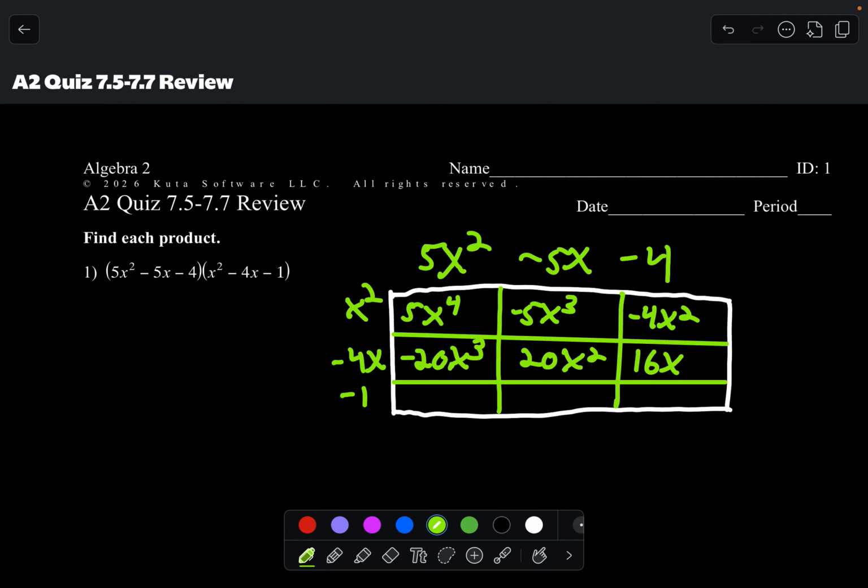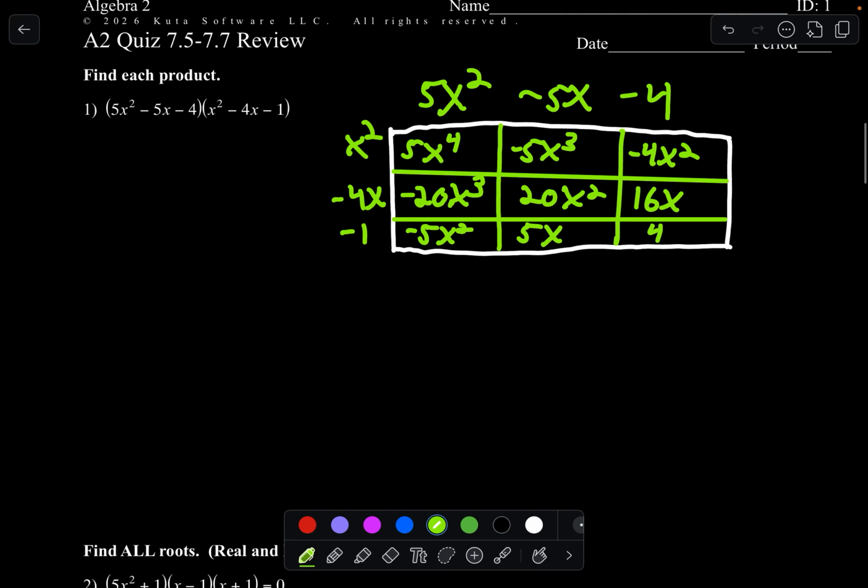Then last row here: negative 1 times 5x squared is negative 5x squared. Negative 1 times negative 5x is positive 5x. And negative 1 times negative 4 is 4. What's nice about the box, it lines everything up. You just add like terms.